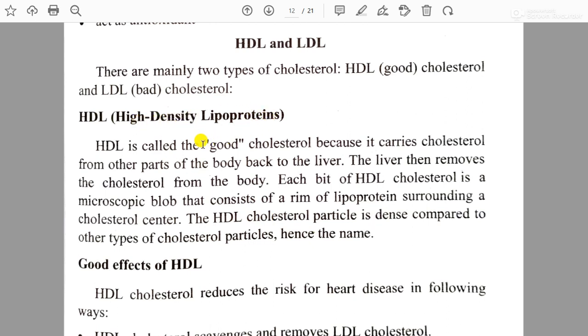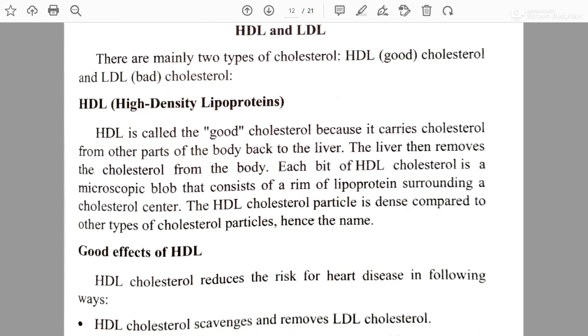So this is good cholesterol inside the body because it carries all the cholesterol from the various parts of the body back to the liver. That is, the liver then removes the cholesterol from the body. So let us see the good effects of HDL.